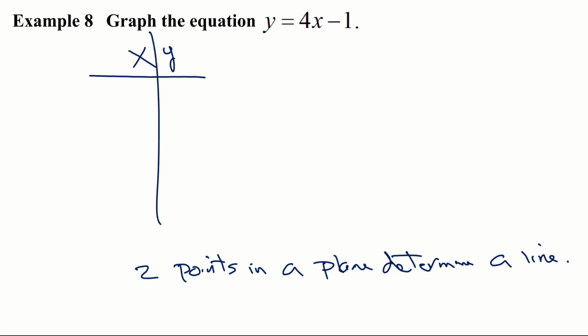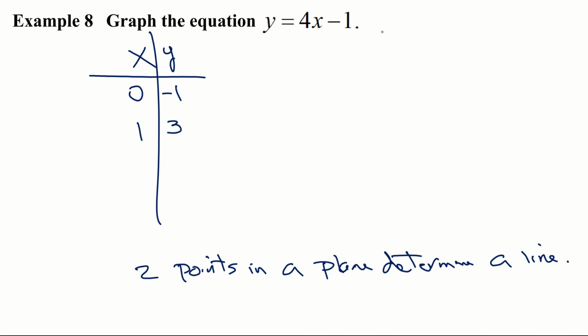So if x is 0, now given that y is given in terms of x, I'm going to give x a couple of values and find the corresponding y values. When x is 0 and when x is 1. When x is 0, I get 4 times 0, which is 0 minus 1 is -1. When I plug in 1, I get 4 times 1, which is 4 minus 1, which is 3.